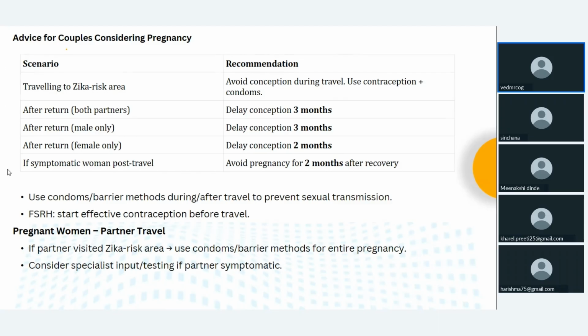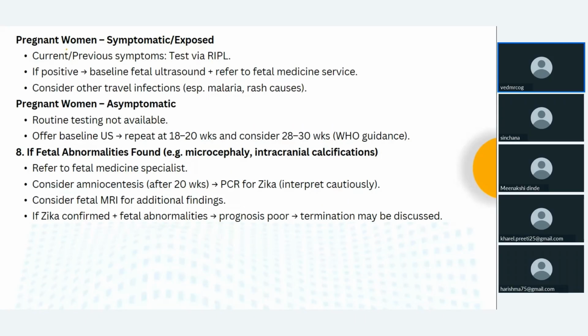So all these will be the options for the question. Please select depending upon the scenario which is given to you. Who has traveled? What is the situation? And whether she is pregnant or not. If she is pregnant, then for the entire pregnancy use condom and barrier methods. Here there will be no question about delaying conception because she is pregnant. Then consider specialist input and testing if the partner is symptomatic.